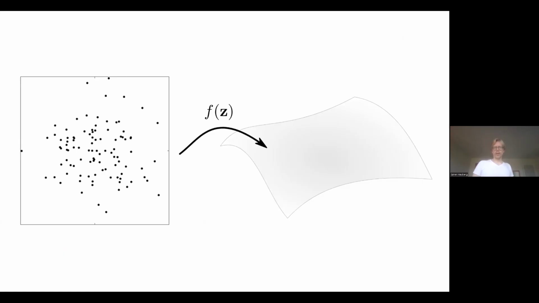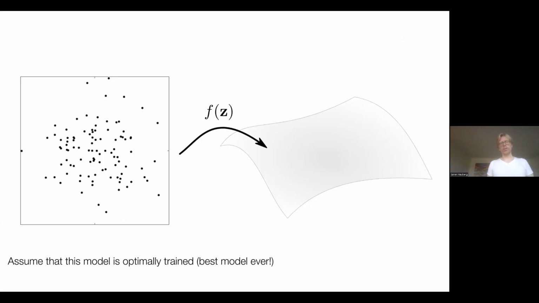So the model, again, is you have a bunch of Gaussian distributed points in the latent space, and you have a mapping out into observation space. And let's just, for the sake of argument, assume that we fitted this model optimally. There's a whole literature on how to do approximate maximum likelihood in this model, and it's fairly reliable. So you can actually fit these models easily to data. But let's assume that we have a fit.